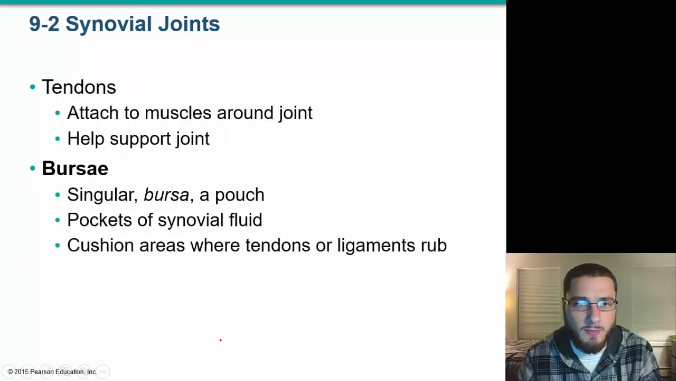You have tendons. That's what's there to connect your muscles to your joints, just like ligaments are there to connect bone to bone, or bone to the joints, I should say.